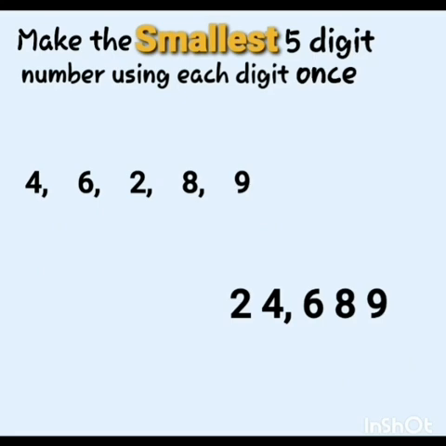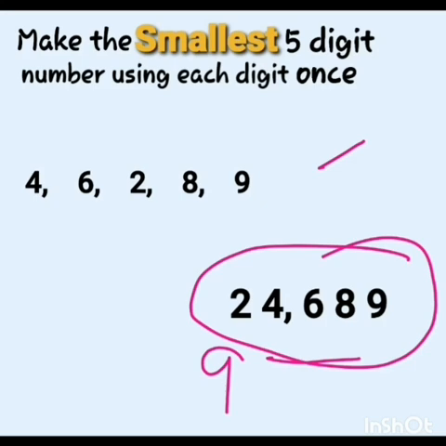Now, the logic is very similar to what we did for the greatest number. Here, we want to assign a lower value to a higher digit because I want to make a number as small as possible. So, if I write 9 here, I will get a greater number because I know that for any two 5-digit numbers, the one having 9 in the ten thousands place will be greater and the one having 2 in the ten thousands place will be smaller. But I want to make the smallest possible number. So, I arrange the digits in ascending order.